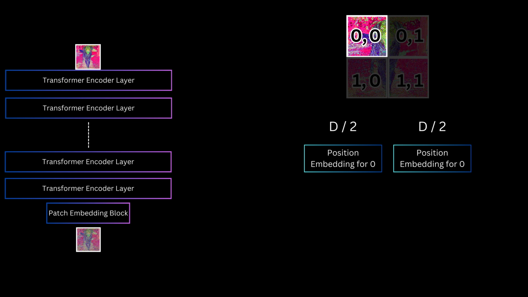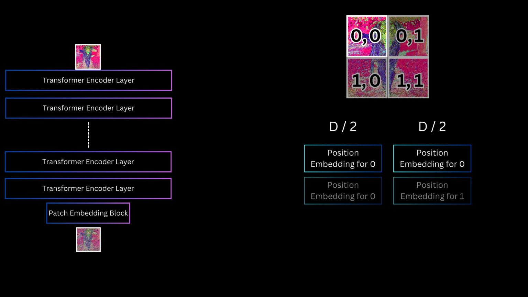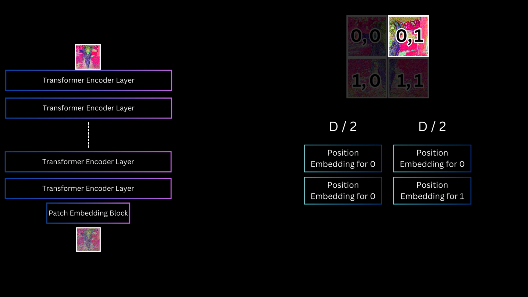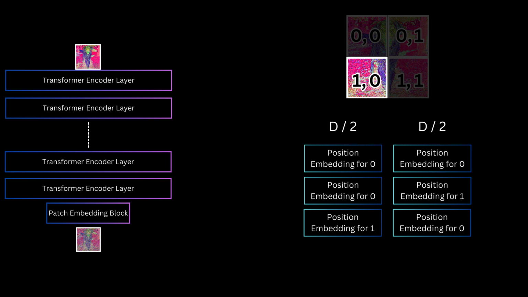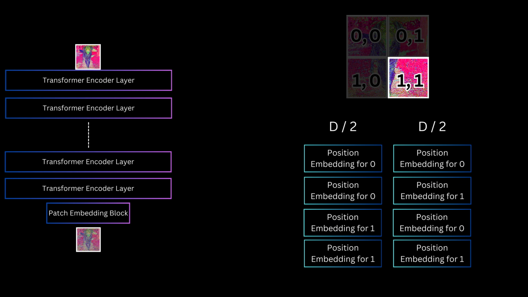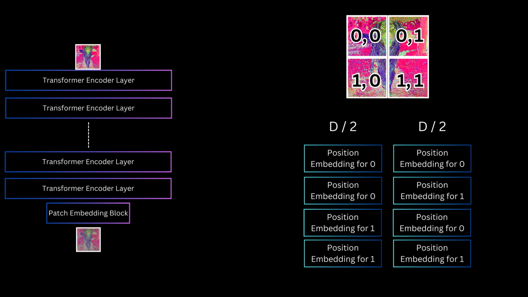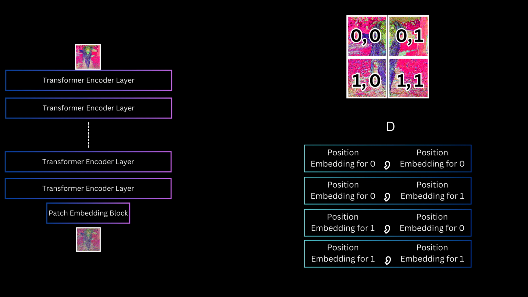So here for our example case, the first patch will have d by 2 dimensional representation for 0 and 0. For second, it will be representations of 0 and 1. Third will be 1 and 0. And the last one will be 1 and 1. Then both these representations are concatenated to finally get a d-dimensional position representation for these grid of patches.